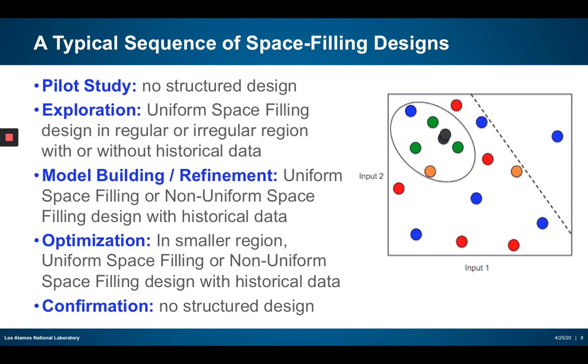In the optimization phase, those are the green circles, we're typically looking at a smaller region, but then either a uniform or a non-uniform space filling design that incorporates historical data is a powerful way of tackling that. And finally, the confirmation design is typically just 1 to 3 runs, where we're making sure that things are as they seem in the model, and there's no structured design there. So you can see with the strategic use of the uniform and the non-uniform space filling designs, we have very flexible situations for being able to move through this sequence of steps and in fact create the design.